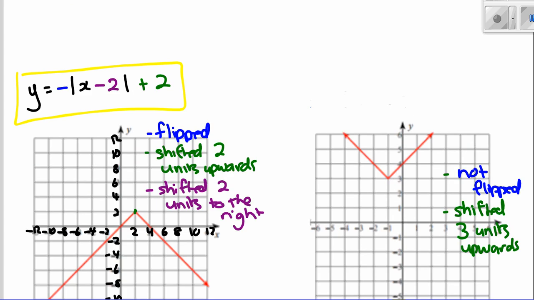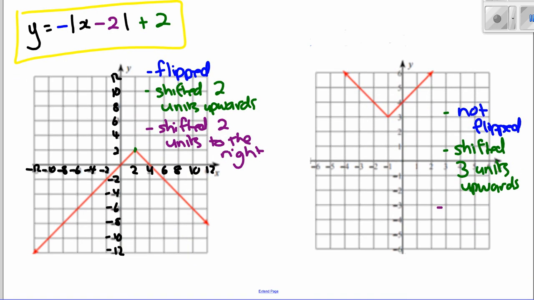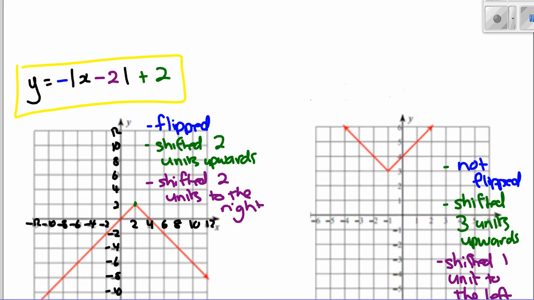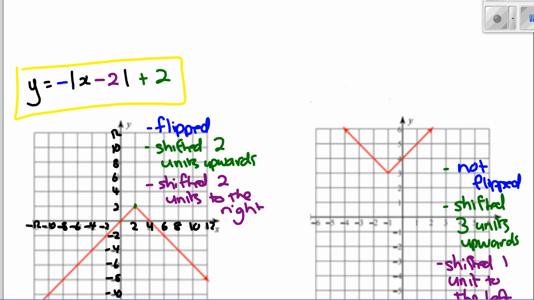It's shifted 1 unit to the left, so in the negative x direction, which means we put plus 1 in the absolute value function. So it's y equals absolute value of x, because it's to the left in the negative x direction, we need to put plus 1 here. So remember it's the opposite. And it's gone 3 units upwards, so plus 3.